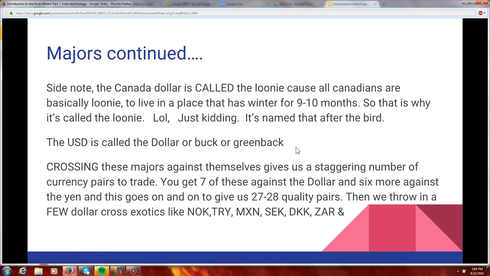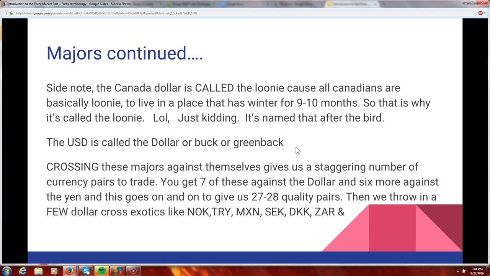Crossing these majors against themselves gives us a staggering number of currency pairs to trade. If you do this right, you get 7 of these against the dollar and 6 more of them against the yen. And this goes on to give us 27 or 28 quality pairs that are good. Then we throw in a few of the dollar cross exotics.